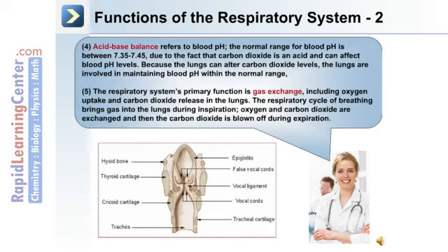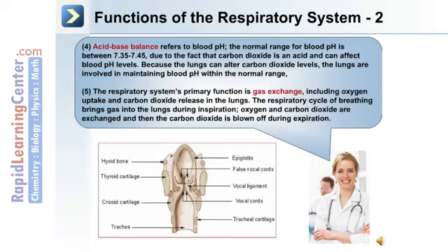The respiratory system also plays a role in acid-base balance in the body. The normal range for blood pH is between 7.35 and 7.45. Due to the fact that carbon dioxide is an acid and can affect blood pH levels, the lungs play a role in maintaining this normal acid-base balance. Because the lungs can alter carbon dioxide levels, they're involved in maintaining blood pH within the normal range.